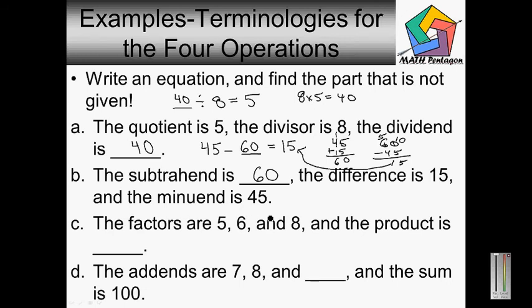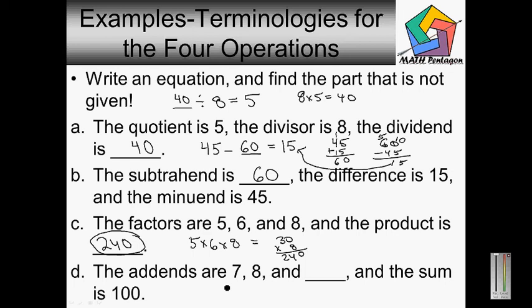The factors are 5, 6, and 8, and the product is blank. So that's basically the factors are, we're just going to multiply. 5 times 6 times 8. Let's first do 5 times 6. 5 times 6 is 30. And then we multiply 30 times 8. 0 times 8 is 0. 3 times 8 is 24. So the product is 240. 240 is our final answer for this question.